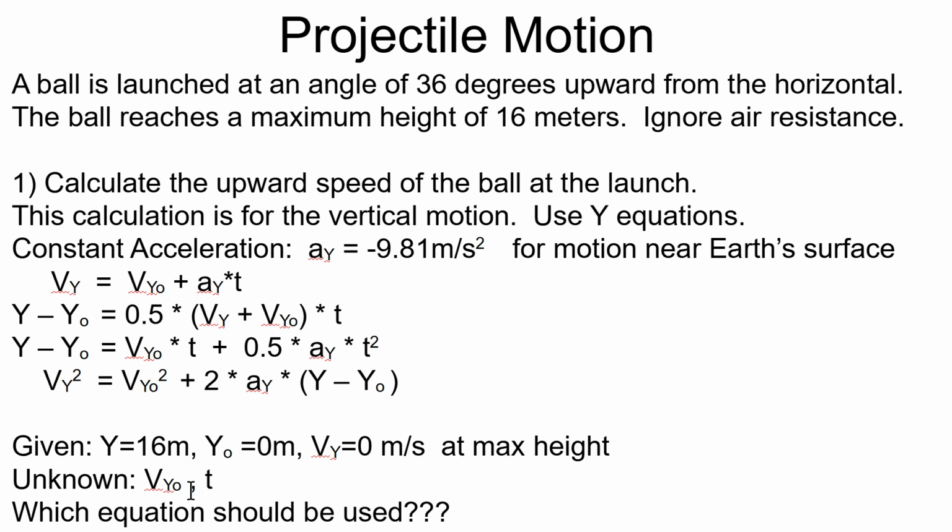We do not know the launch speed vertically. We do not know how much time the ball is in the air. So take a look at these equations and this data. You might want to pause the video. Which of these equations is going to be useful if we want to calculate v sub y naught?